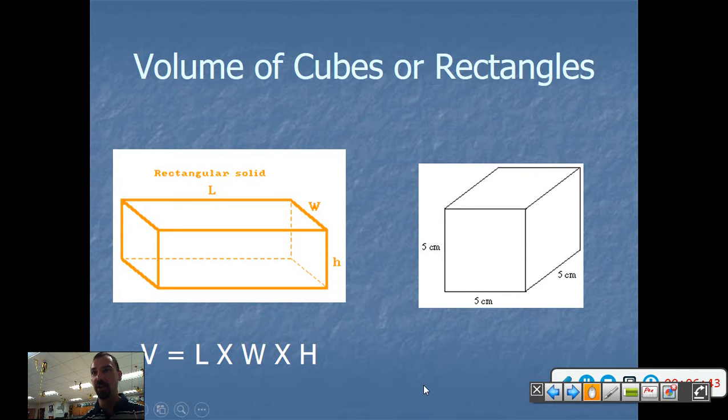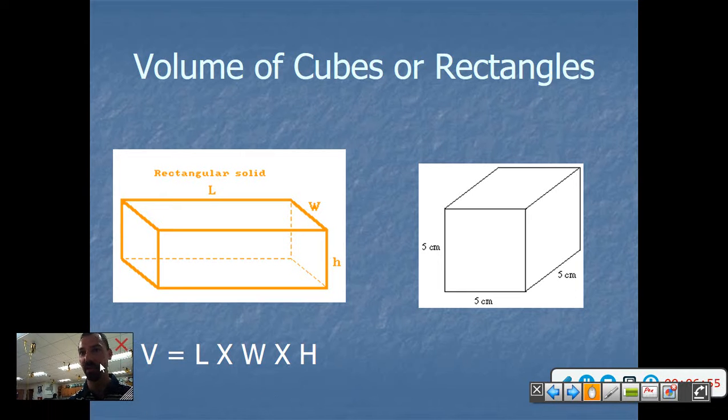Okay, volume of cubes or rectangles. Here's an example where you'll be using a formula to calculate the volume, and you've probably done this in math class. Volume equals length times width times height. You should have that memorized. In this case, 5 times 5 times 5: 5 times 5 is 25, times 5 is 125.